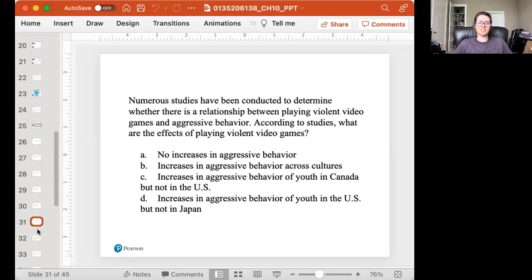Numerous studies have been conducted to determine whether there is a relationship between playing violent video games and aggressive behavior. According to studies, what are the effects of playing violent video games? No increases in aggressive behavior, increases in aggressive behavior across cultures, increases in aggressive behavior of youth in Canada, but not in the US, and increases in behavior of youth in the US, but not in Japan. Increases in aggressive behavior across cultures.